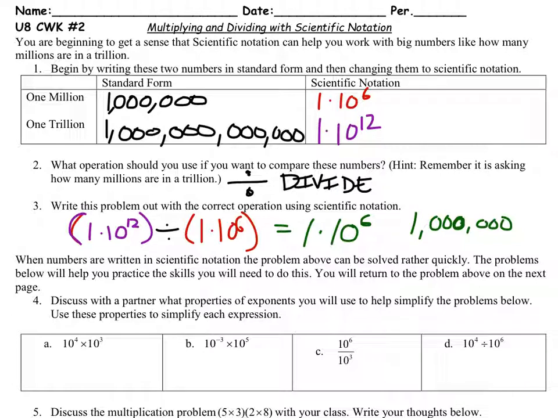Alright, now we didn't show exactly why this is 1 times 10 to the 6th here. But we will. That's why it's called multiplying and dividing with scientific notation. So write down here: when numbers are written in scientific notation, the problem above can be solved rather quickly. We just have to remember our exponent properties and rules. The problems below will help you practice the skills you will need to do this. You will return to the problem above on the next page.